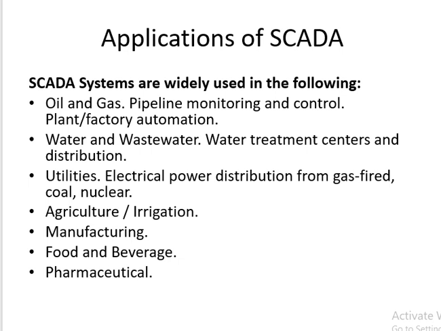So let us see the applications of SCADA. SCADA systems are widely used in the following types: oil and gas, pipeline monitoring and control, plant or factory automation, water and wastewater, water treatment centers and distribution. Utilities, electrical power distribution from gas fired, coal, nuclear, agriculture or irrigation, manufacturing, food and beverage, and pharmaceutical.